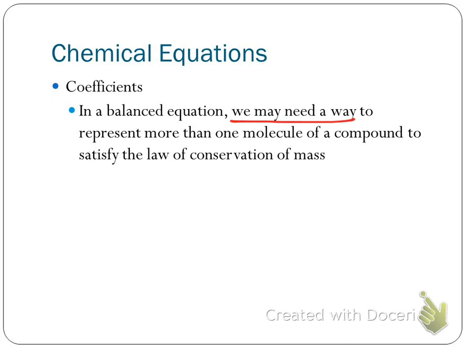So we may need to represent more than one of a molecule to satisfy the law of conservation of mass. So that means in our chemical reaction, if we need more than one of them, we would use a coefficient. We don't alter subscripts in any way. Right? Once we have our chemical formula set, we don't alter subscripts. Right? We just say we need another of that molecule by adding a coefficient in the front.